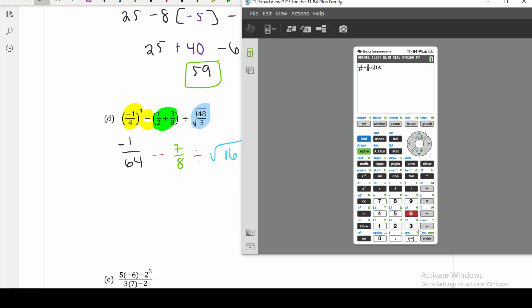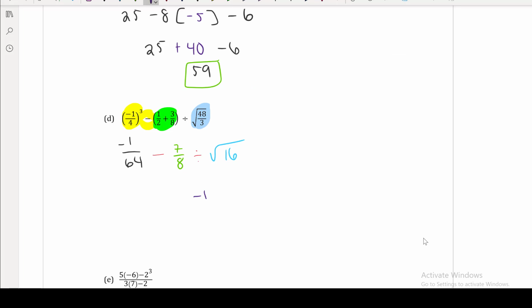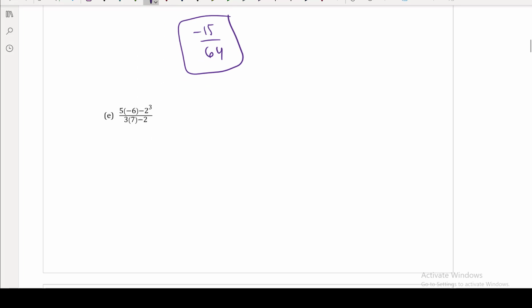And the square root of 16 is 4, but that's okay if we just put it in there. The calculator will do it for you. Because here, remember, the division is stronger, so you would actually have to do division first and then that subtraction. But your calculator kind of already does that for you. And looks like that answer is -15/64. And so that will be my final answer.